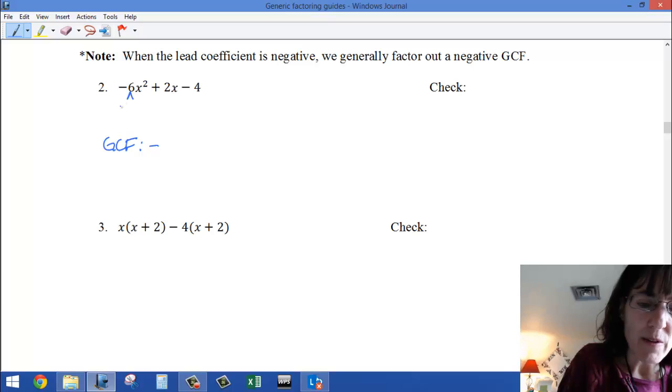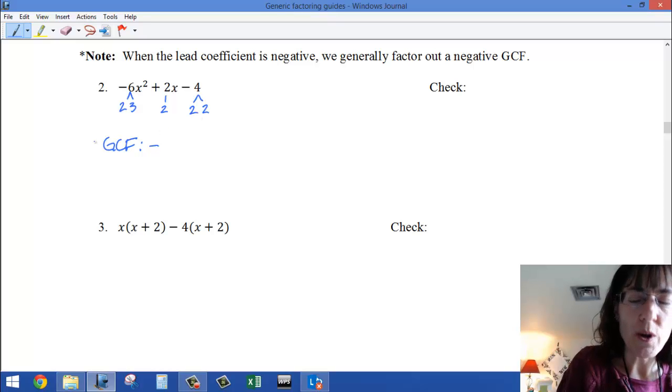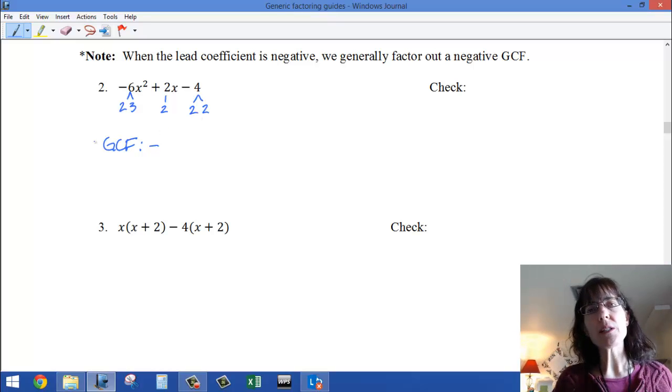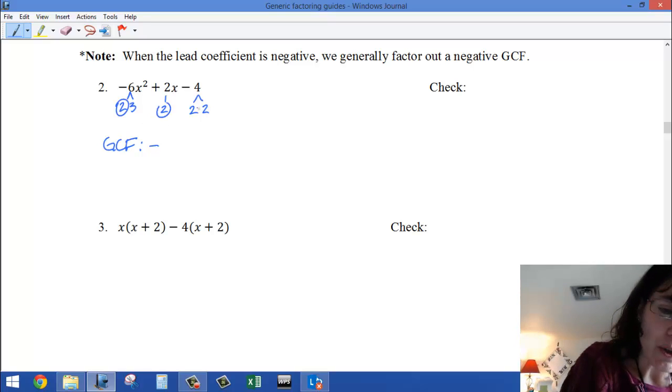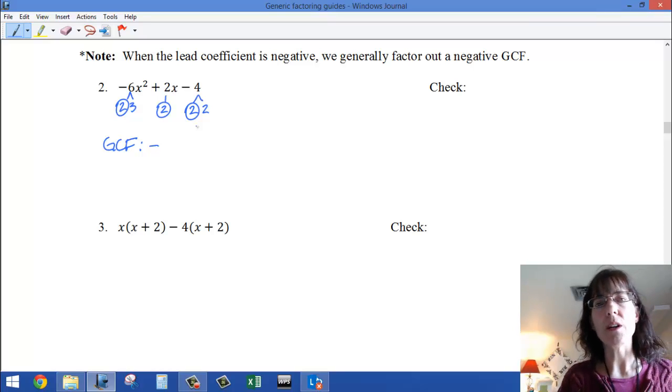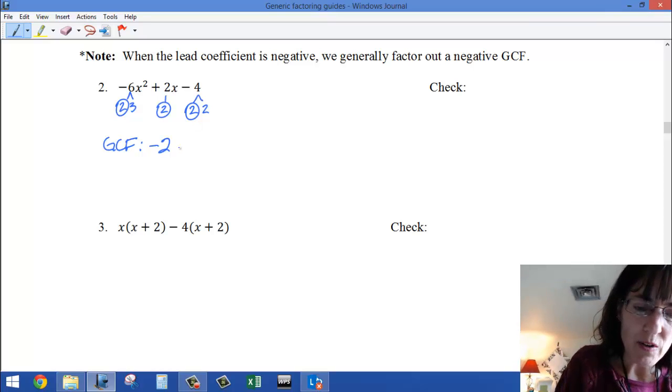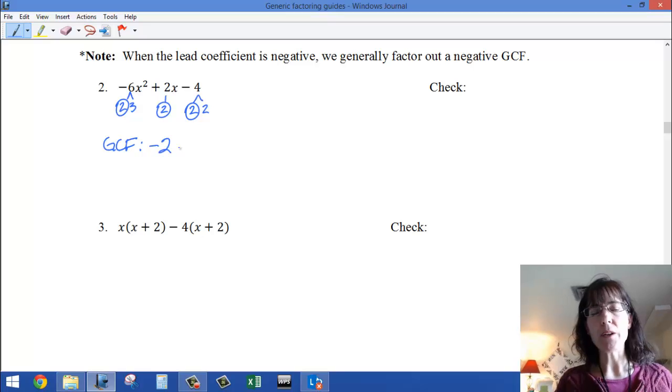So I'm looking at the factors of 6. It's 2 and 3. Factors of 2, obviously just 2. And the factors of 4, 2 and 2. And whatever I have for my greatest common factor has to be on every single list. So I see that I have a 2, just a single 2 that's on every single list. So I know I'm going to have a negative 2 as my greatest common factor.